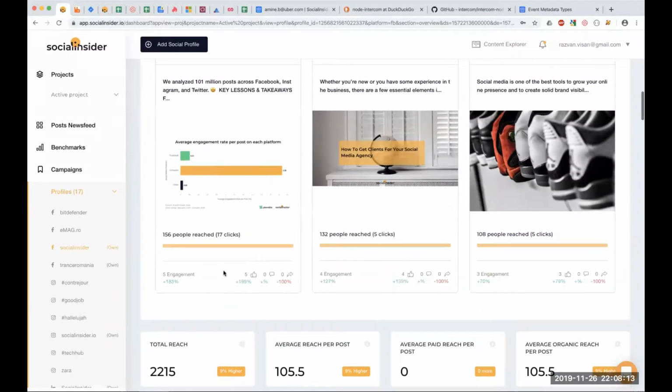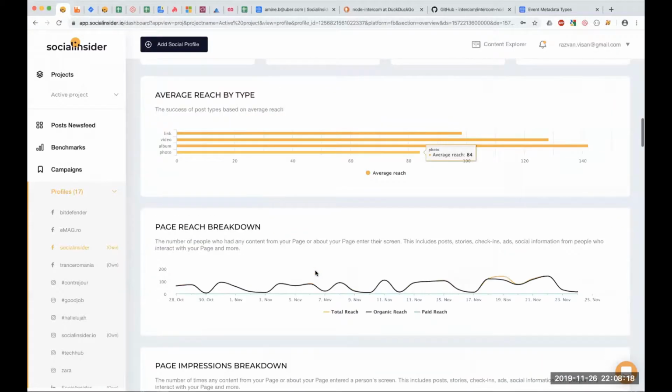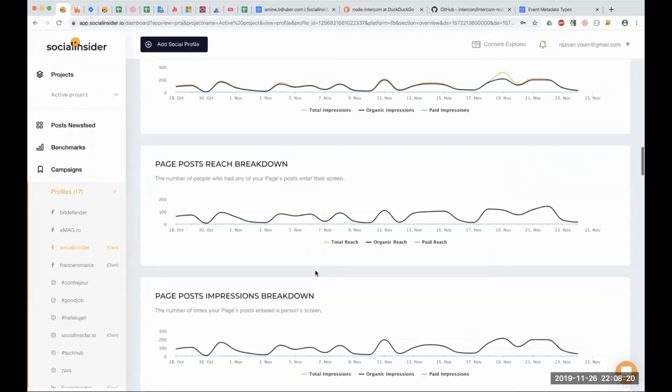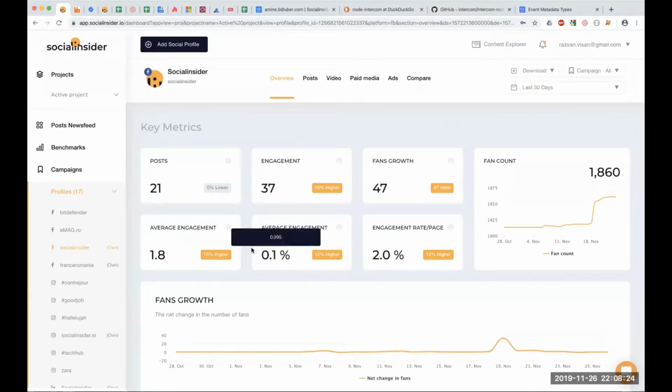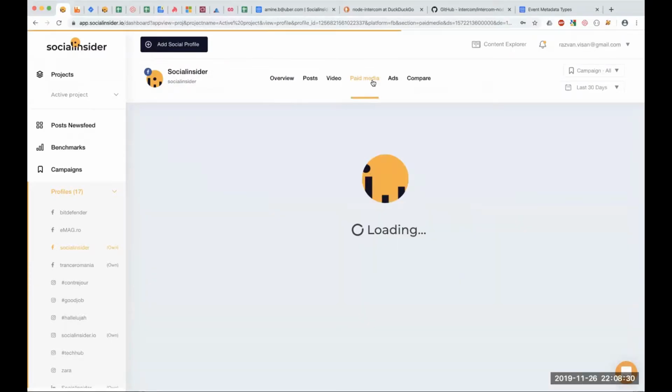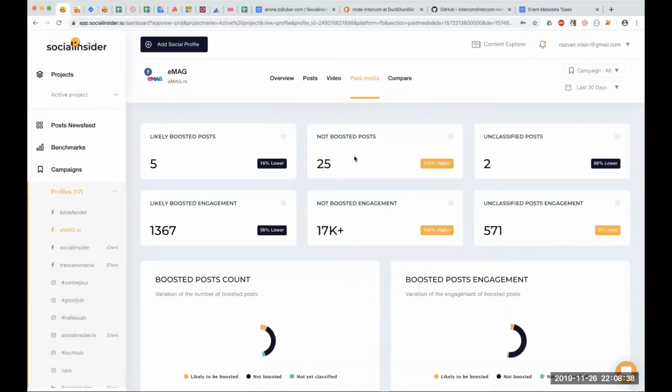So insights like reach and impressions and video views will be available. One more thing about the way we gather the data is the paid media. So let me show you in MR's case.